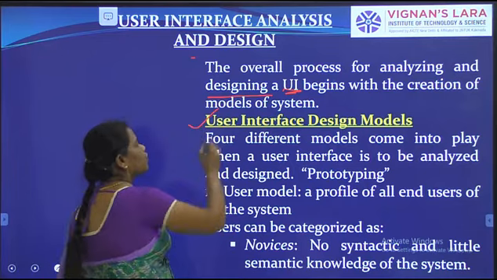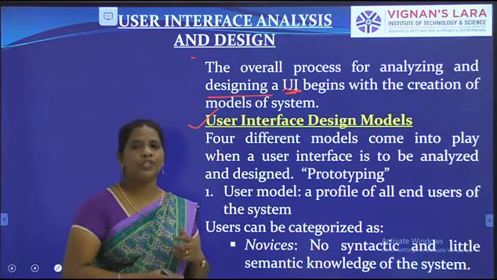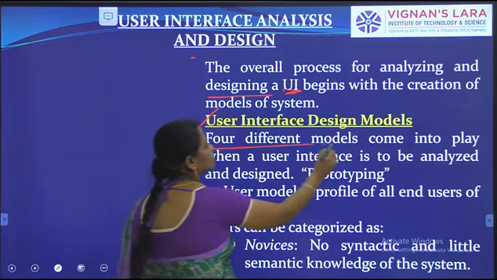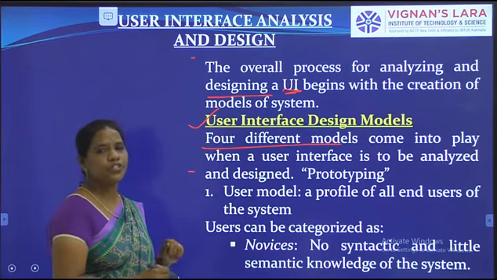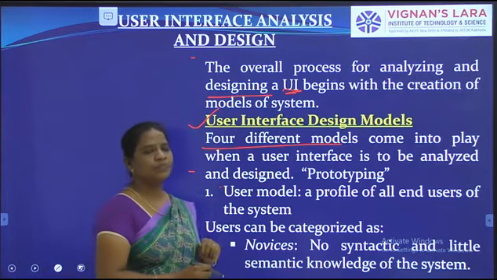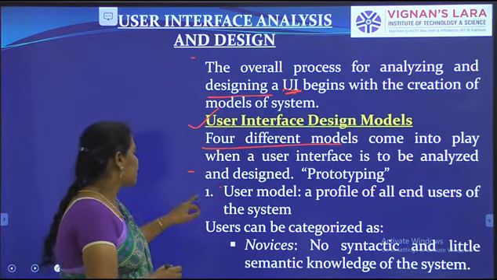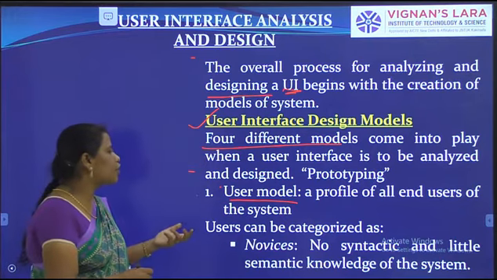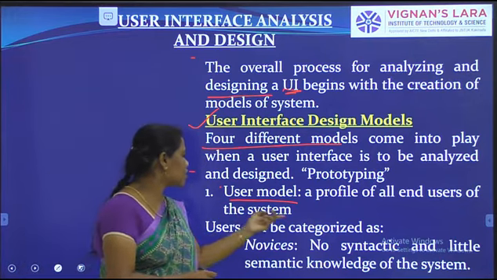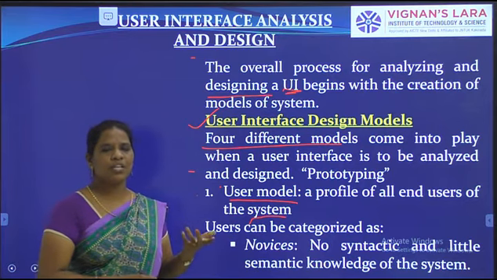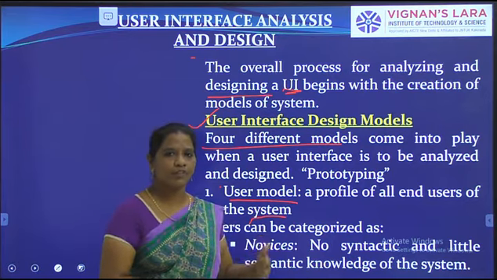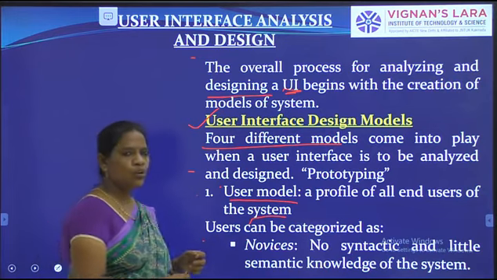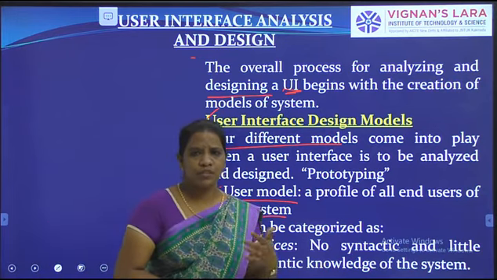So let us see. The first one is user interface design models. What are the user interface design models? There are 4 different models that come into play when a user interface is to be analyzed and designed. What are those? The first one is the user model. According to the user model, there is a profile of all end users of the system. The user model is nothing but maintaining all the profiles of the end users. Users can be categorized.